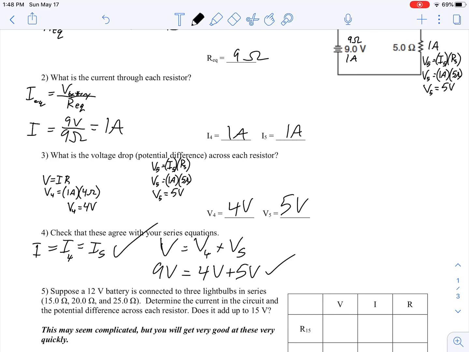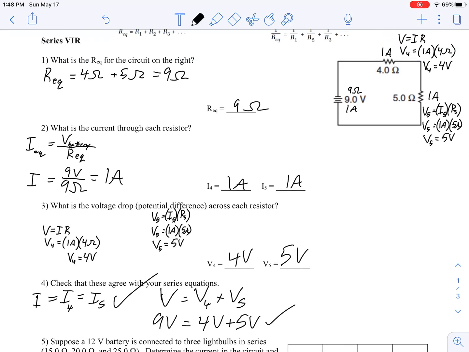So maybe take a second, go back, think about what we just did, and see if you can at least think through it on your own. This is a little bit new to us because before we haven't really been calculating a lot of values to find the voltage, or to find the total current. All right.